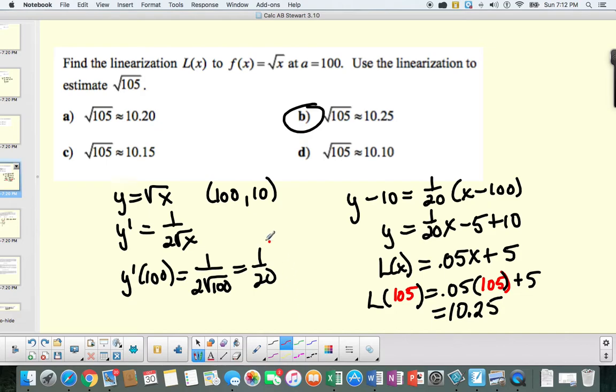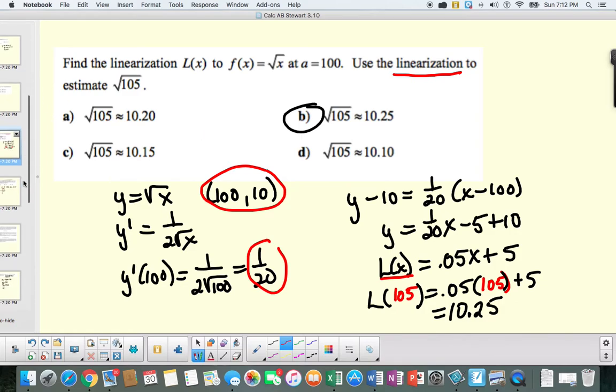So now I have my slope, and I have my point. I can go ahead and find the equation of the tangent line, solve for y, and this is my linearization. Now, they say to use the linearization to approximate root 105, so I'm going to put 105 into my linearization, and I'm going to get 10.25. And I know that's an approximation, but a darn good close one.